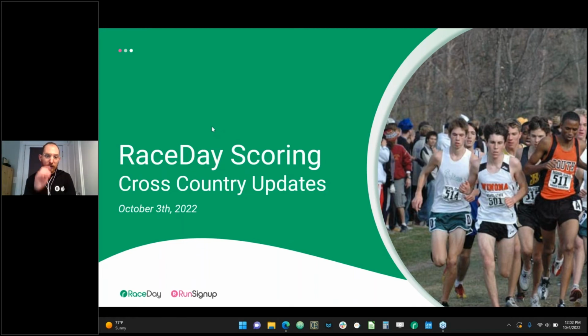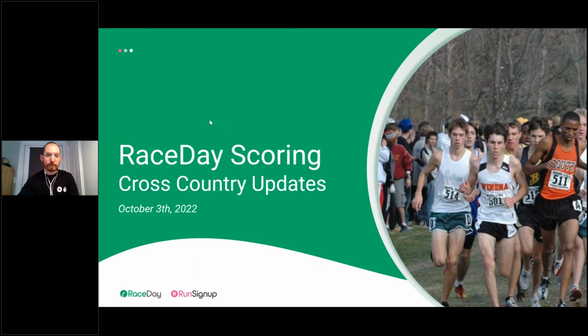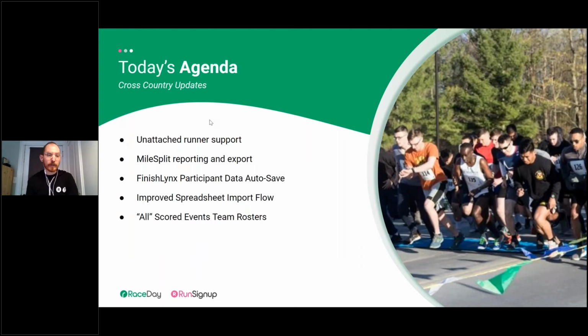Again, today's all about cross-country updates, just a few things that we've made improvements to as the season has progressed. So some of the things we're going to cover today are unattached runner support, mile split reporting and exporting, finish links, participant data autosaves, an improved spreadsheet import flow for participants and teams, and the ability to create team rosters for all scored events.